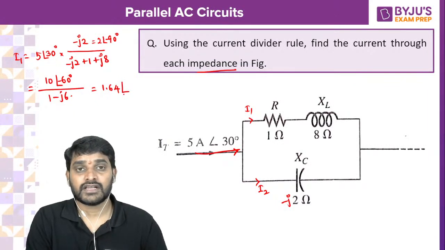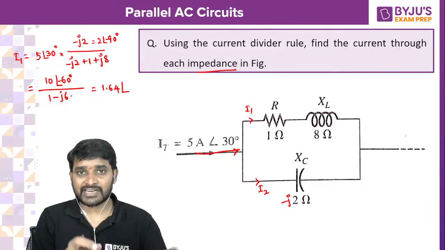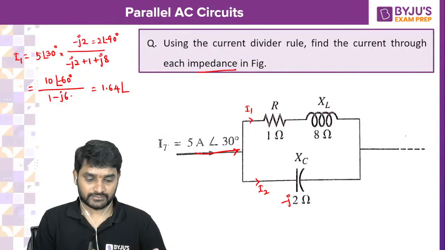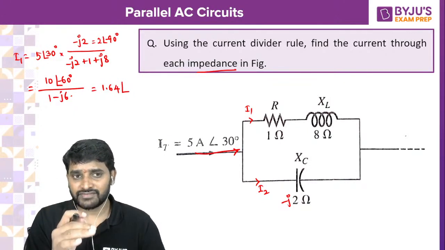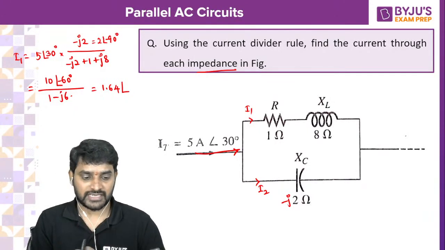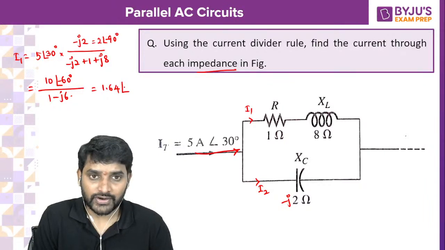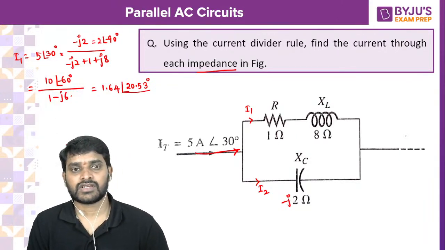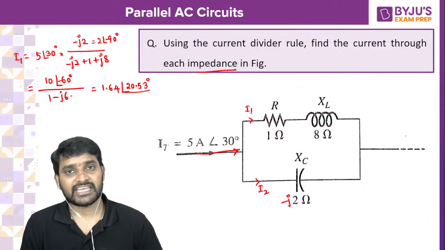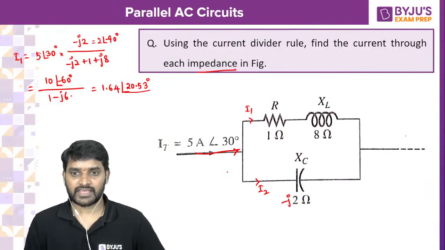At an angle of minus 60 in the numerator, and in the denominator, angle how much? Tan inverse minus 6. I am getting it as minus 80.53. If this minus 80.53 goes up, it will be plus 80.53. So plus 80.53 minus 60, you are going to get 20.53. So this is how the current looks. Similarly, can you tell me what is I2?